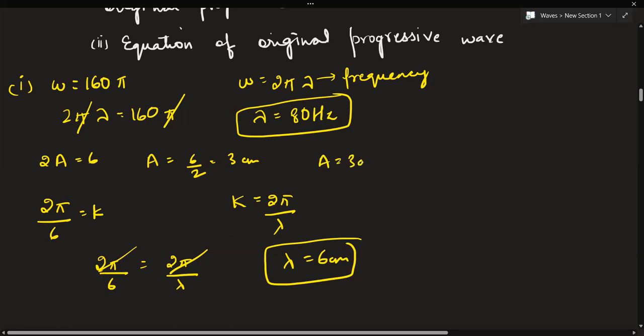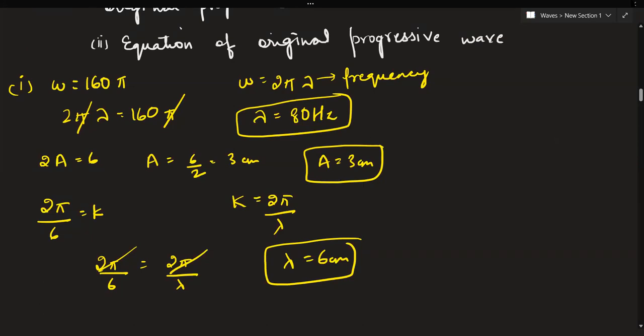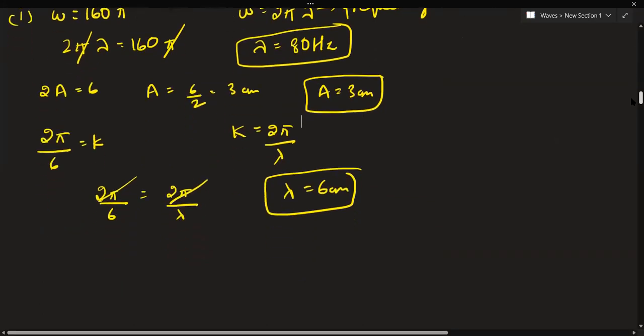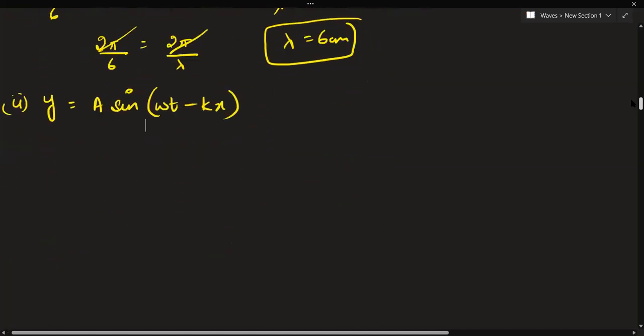And amplitude is 3 centimeters. So we have all the values with us. Now, our equation of the original progressive wave, the standard wave that we have seen, for the second part, is y equals a sine omega t minus kx. We have the value of amplitude, omega, and k, so we can directly establish an equation.